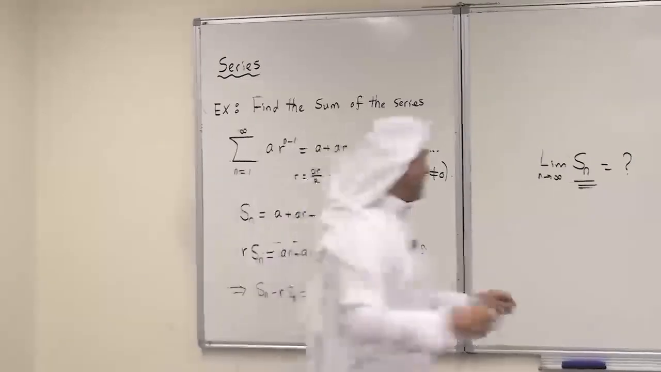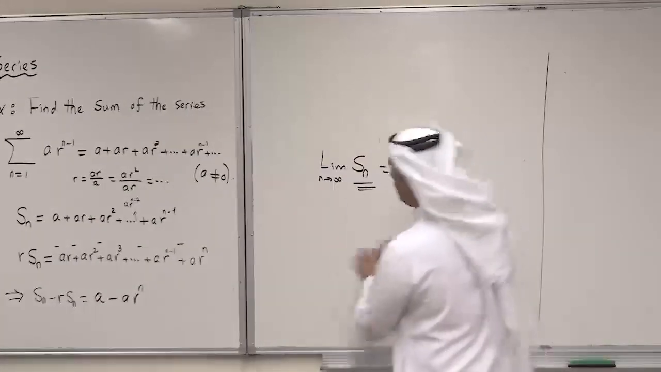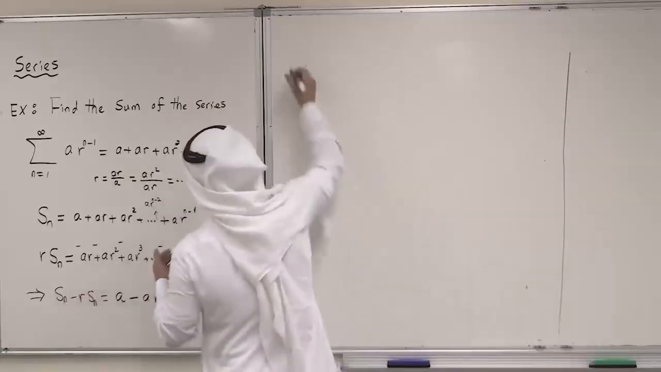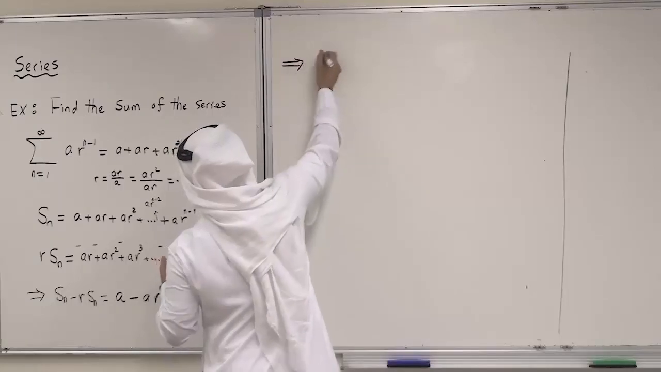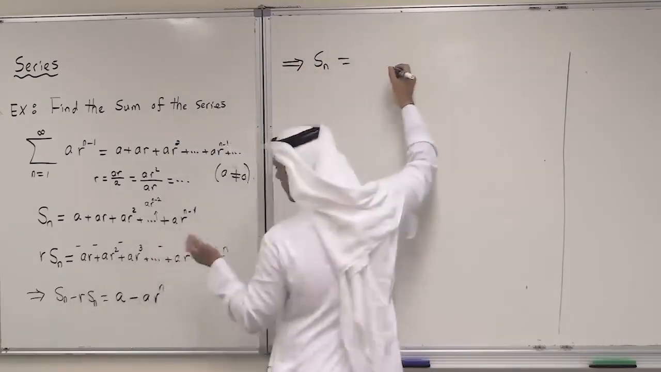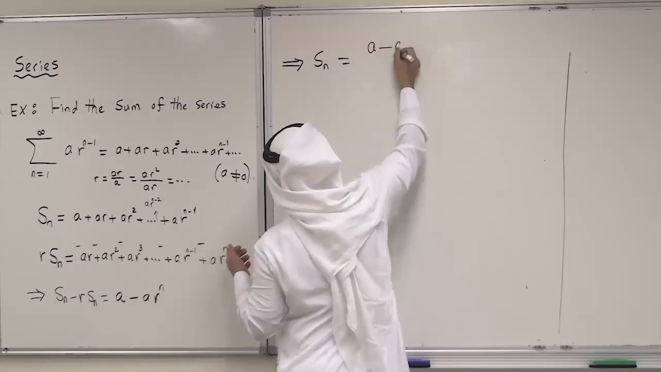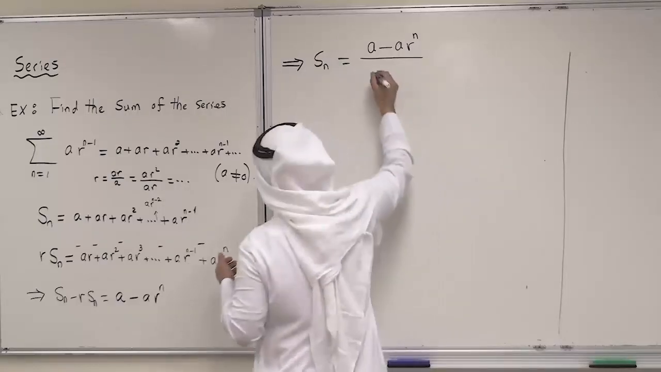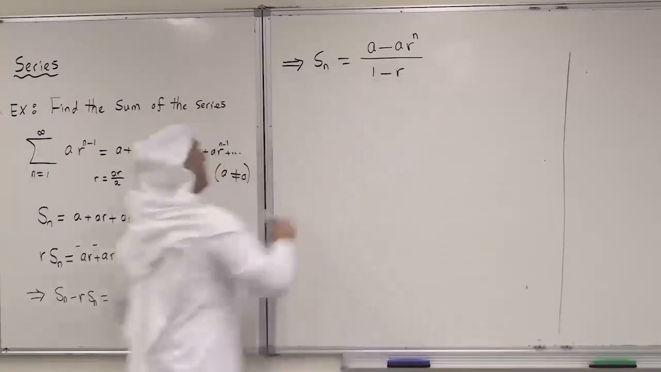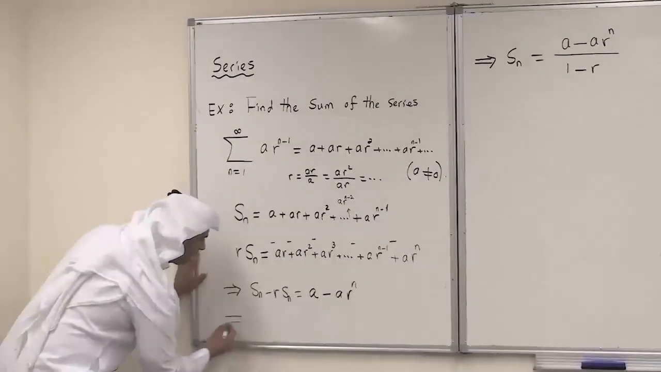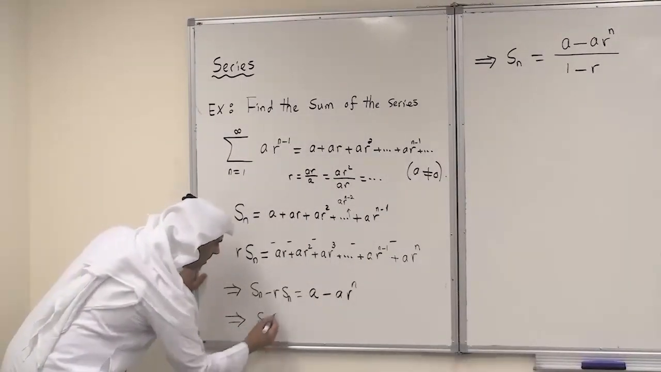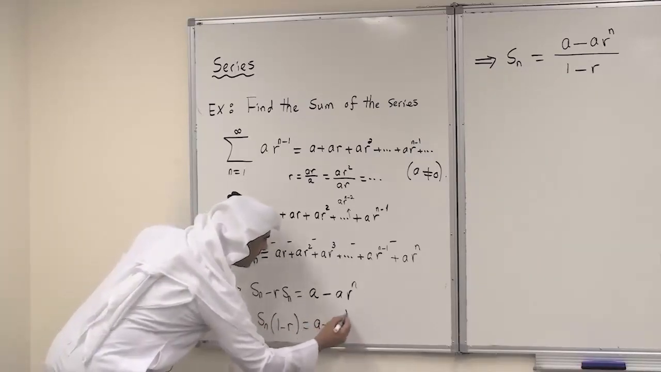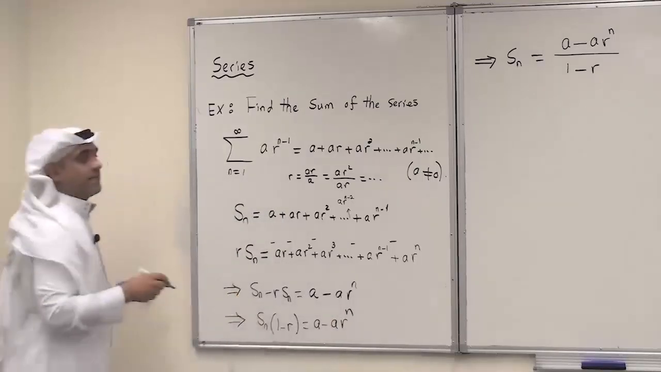This is interesting now. Can we find an expression for Sn? Yes, if we take Sn as common factor and divide by 1 minus r, that's what we have at the end. We have Sn is equal to, it will be what? It will be a minus ar to the n, divided by what? Divided by 1 minus r. How to get this 1 minus r? Actually, we just take here what? We take Sn common factor. Then I will have Sn times 1 minus r is equal to a minus ar to the n. And simply I divide by 1 minus r.